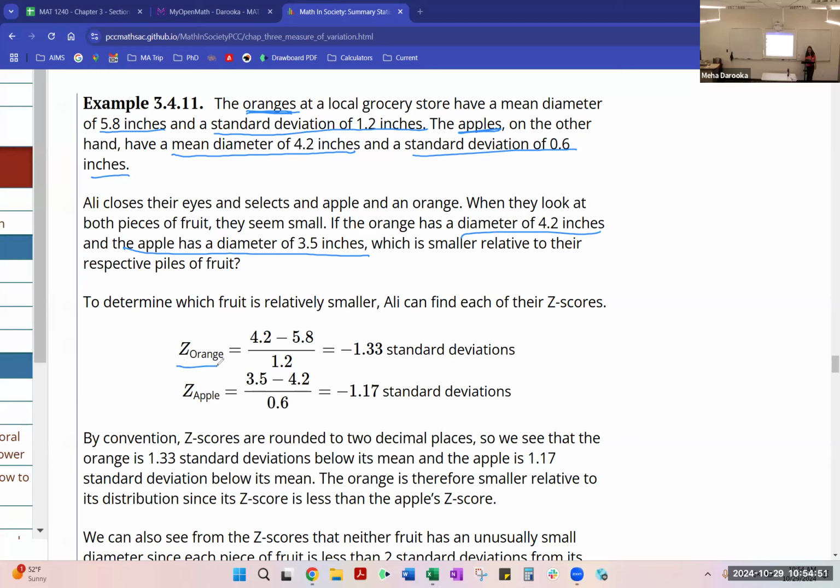So on the orange, they're saying the fruit that Ali picked up, the orange, had a diameter of 4.2 inches. So you can see that's our data value. Subtract the mean from it and then divide by the standard deviation. So you can see for an orange, it's coming out to be negative 1.33 standard deviations. So we're basically saying it's actually smaller than the normal, 5.8. Is that what we had? Yeah, 5.8 was the mean for that.